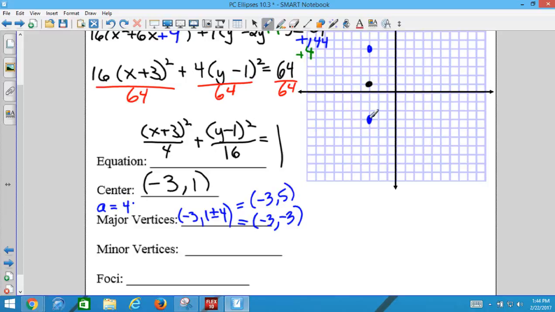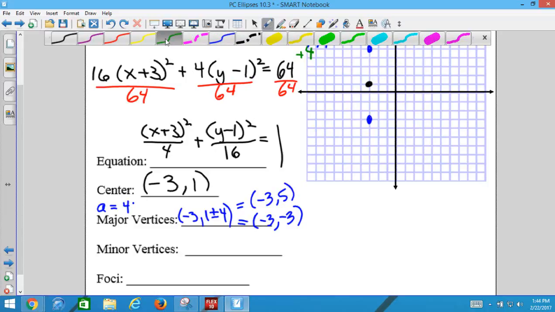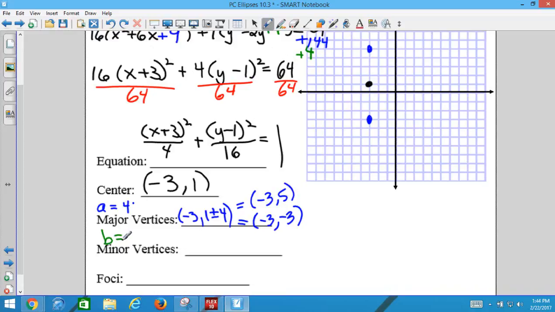So the minor vertices, I need my B value, and there's B squared, so B is 2. And since it is horizontal for the minor, we're going to take the x values and change those. I'll have -3 plus or minus 2, comma, my y value 1. But I'm not going to leave it like that. I'll have -5, 1 and -1, 1.